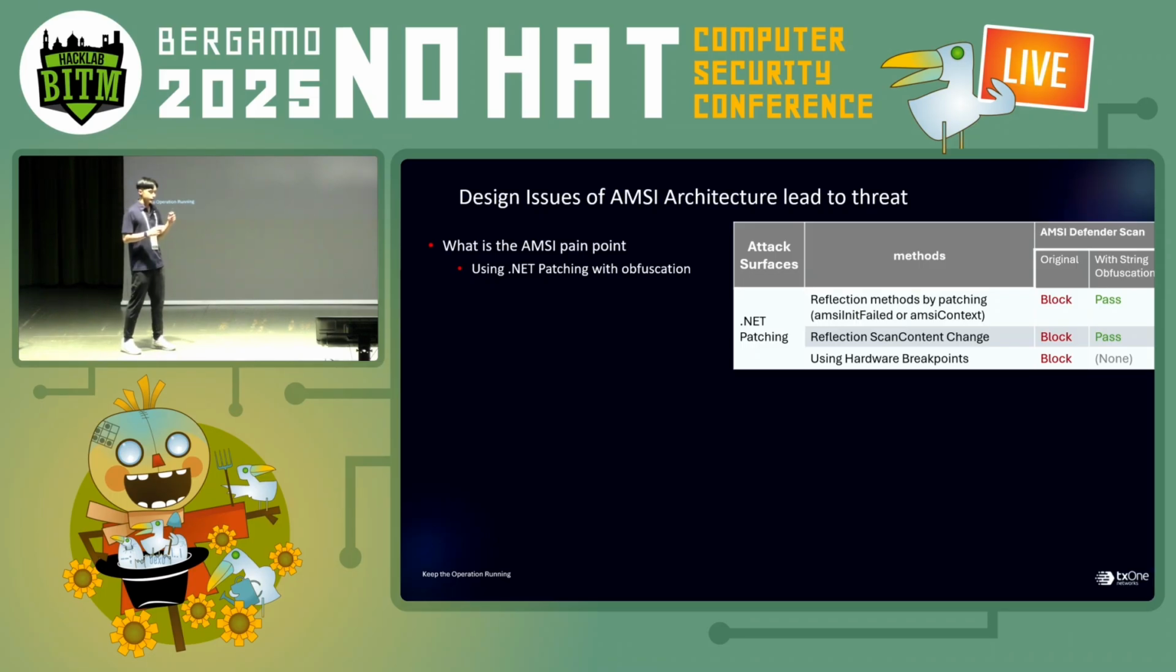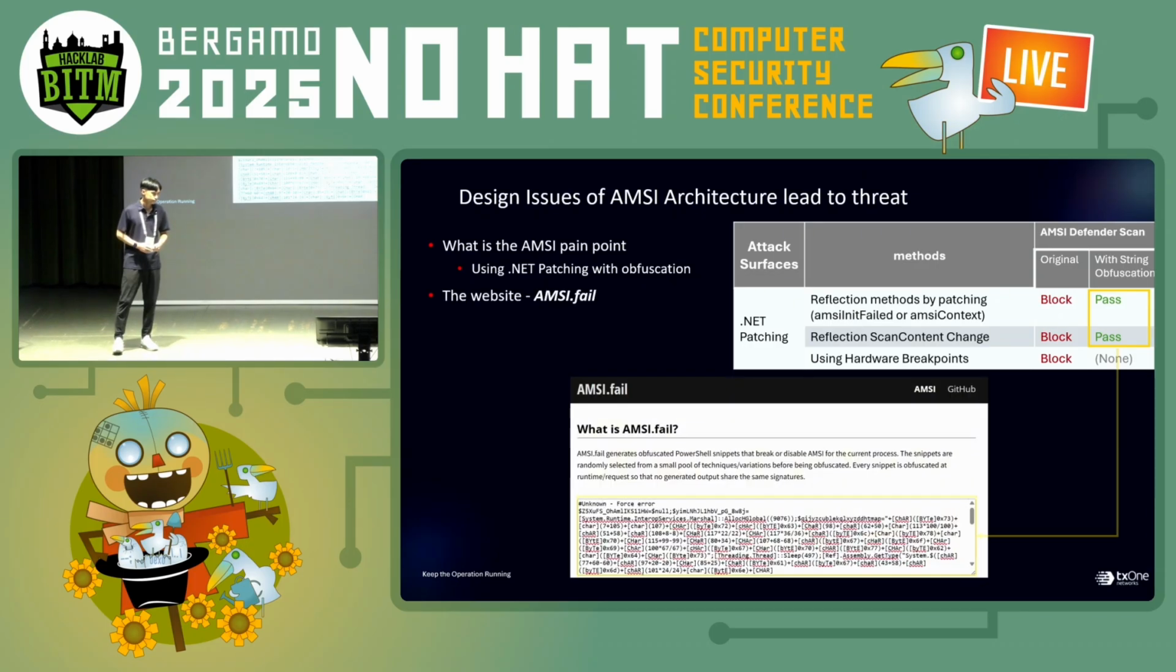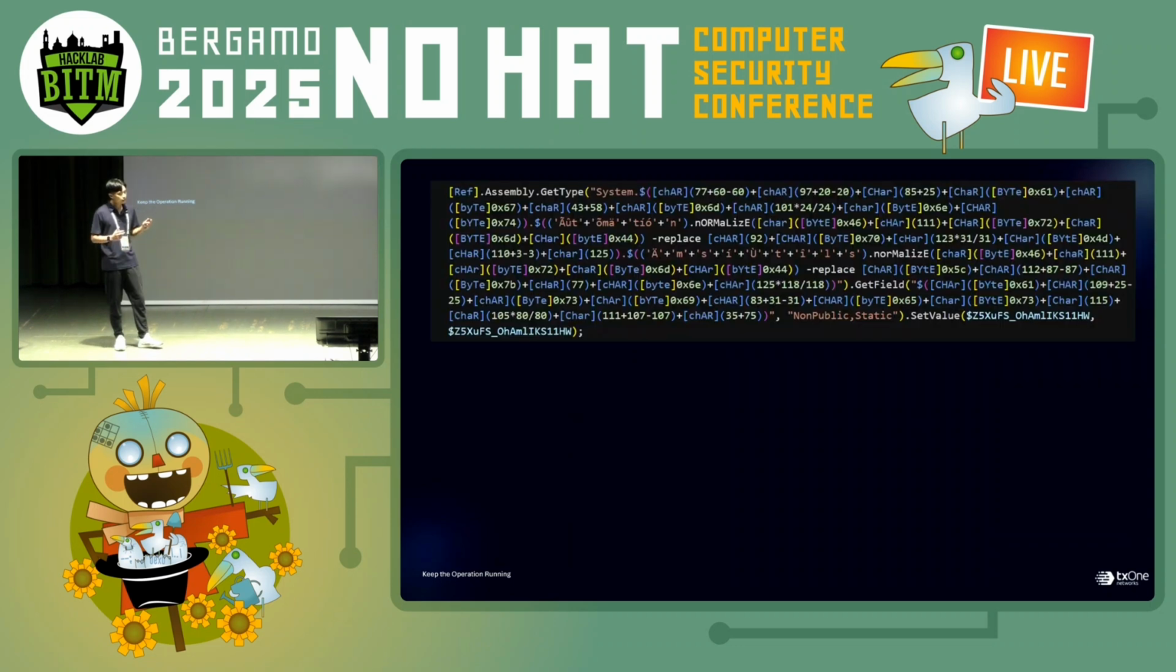Okay, so in this chapter, our target is to detect the malicious PowerShell that AMSI or string-based detection could not discover. That's our target. So we target the .NET patching with string obfuscation because that's the only one AMSI cannot detect. And we found a famous website, AMSI.fail, that has a lot of this kind of payload. So here is one of the payloads.